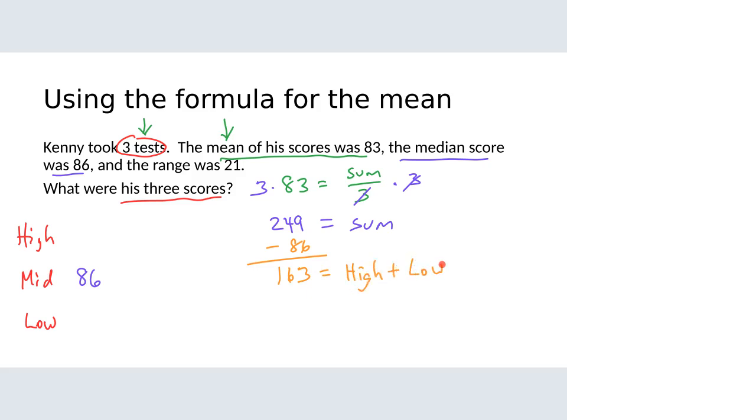Is that all right? Let me know if you disagree with anything I've done or if you don't really see where it came from. That if I know all three scores add to 249 and I take this 86 away, then the other two scores must add to 163. That's what we're saying there. We're comfortable with that? Okay, I'm going to make myself some space and jot that down over here on the side. So high plus low is 163.